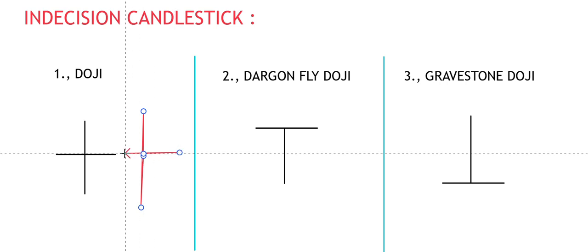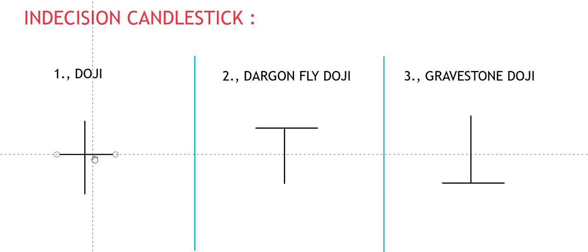The market opening and closing price at a certain level is known as doji. When the market opens here and closes at the same price, it is known as doji. I think you may understand. The opening price and closing price are the same in doji, so it is known as doji.